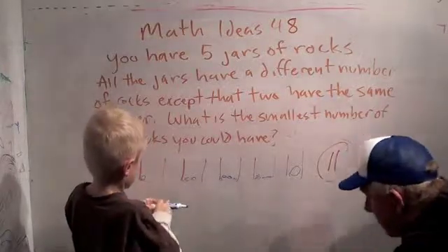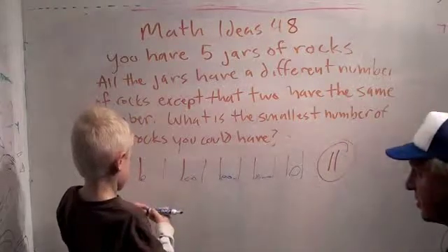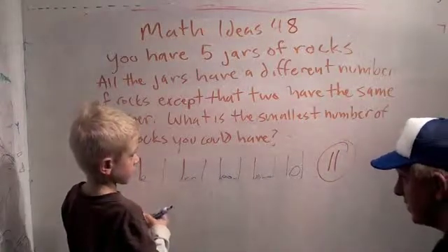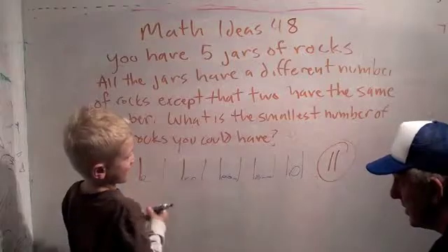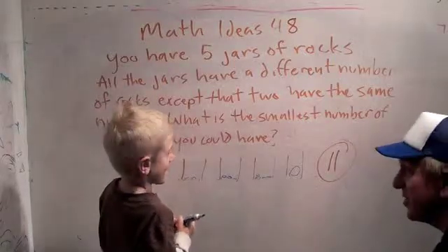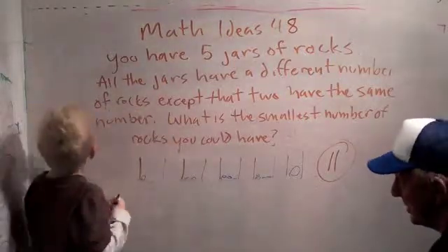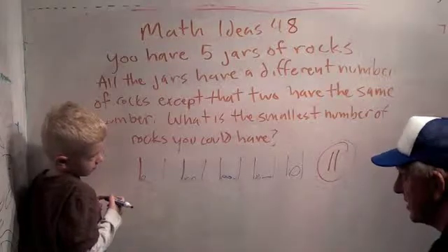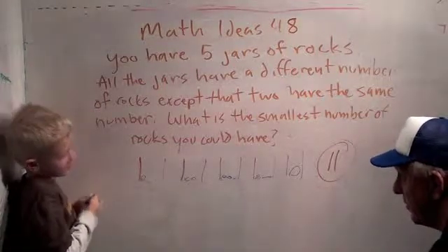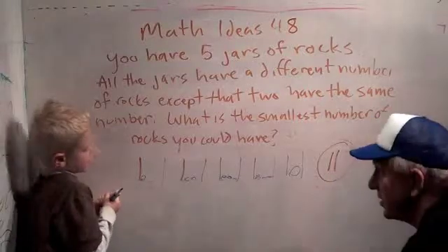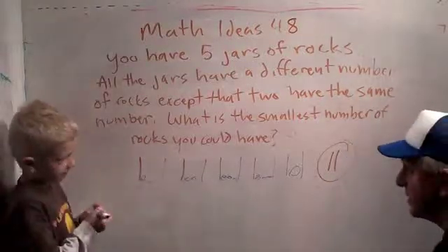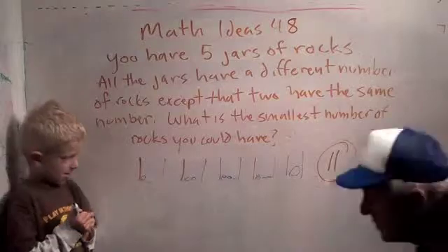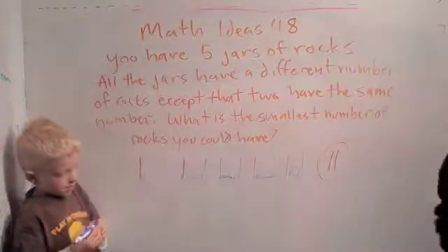Let's talk about this. They ask you for the smallest number, so that means you just got to start putting really small numbers of rocks in your jars. Not 100, not 20, but where do you start? 1. And where do you go next? Then 2, then 3, then 4. Then why did you put 1 in the last jar? Because 1 has to be the same. Good job, sweetie.